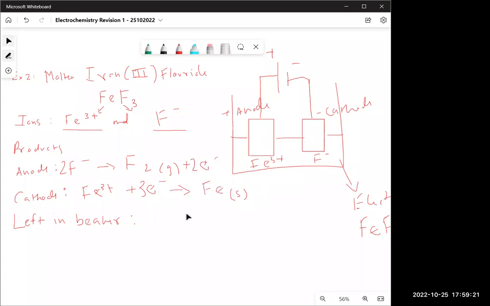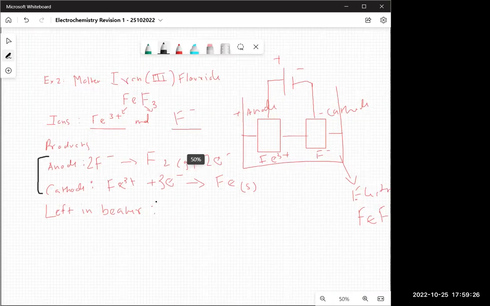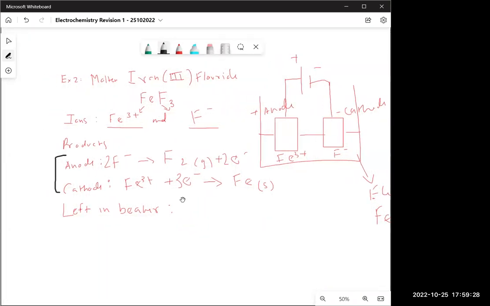Then what are these called? These are called half equations. Done. What will be remaining in the beaker? Dula, tell me. What will be remaining in the beaker?